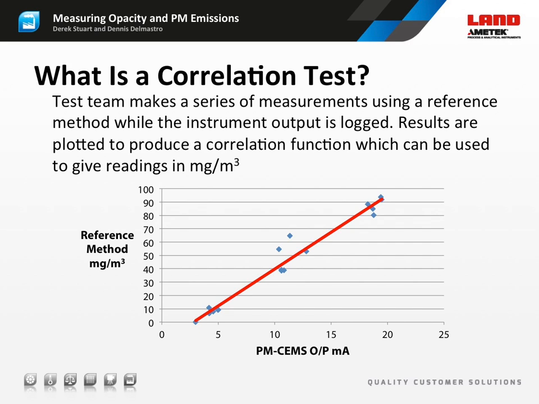The basis of the test is to make a series of measurements using a manual reference method and then compare the results with the output from the PM-CEMS made at the same time. The graph here shows a set of data from a Land 4500 opacity monitor. The instrument was configured to output optical density as a 4 to 20 mA signal, and this is shown on the x-axis. The reference method data are shown on the y-axis. Most standards require a spread of data for a valid correlation, so the graph includes data taken with low, medium, and high dust concentrations, with the maximum concentration up around the 90 mg per cubic meter level.